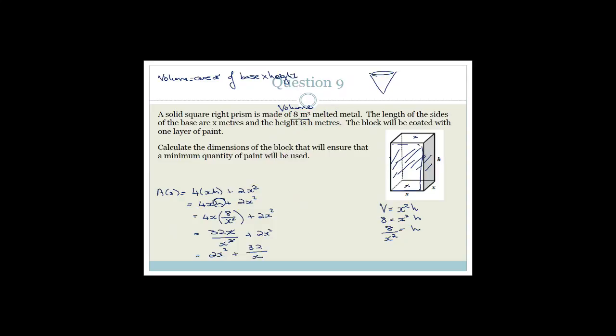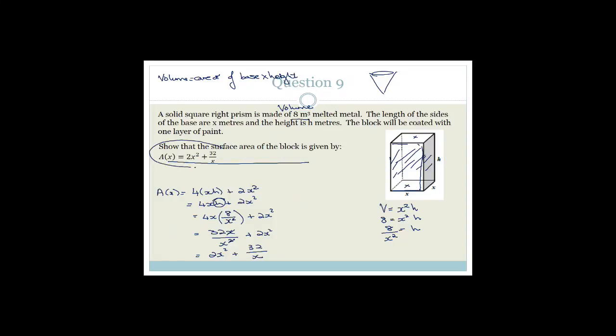Right, next question. It says, calculate the dimensions of the block that will ensure a minimum quantity of paint is used. So we're actually wanting to find the derivative of this and set it equal to 0. But now I want to give you a tip, grade 12. So the tip is this.